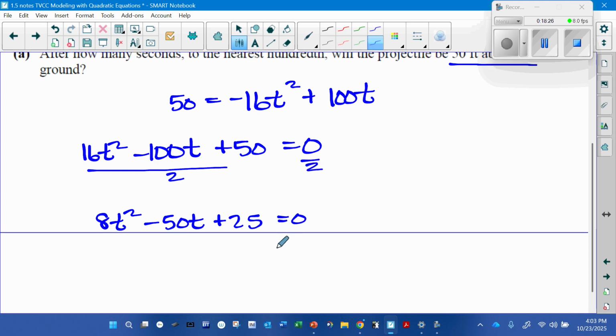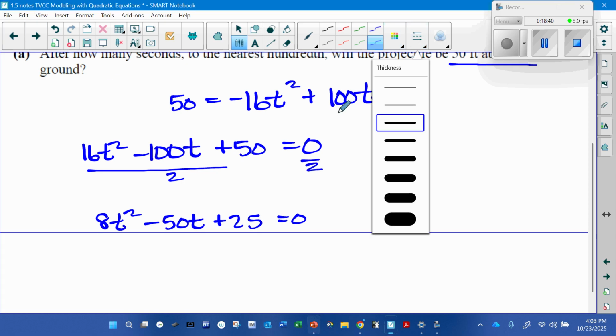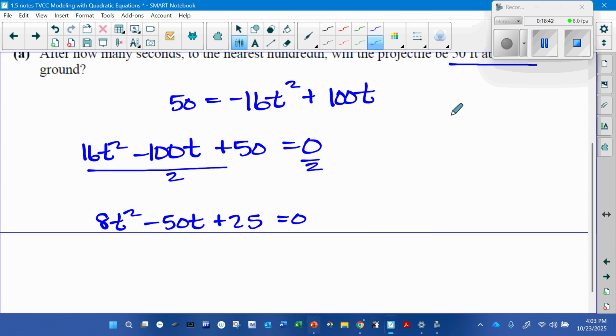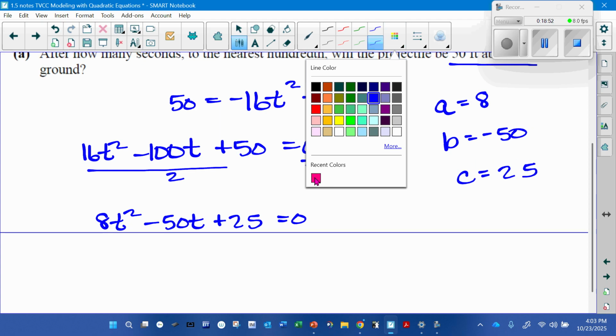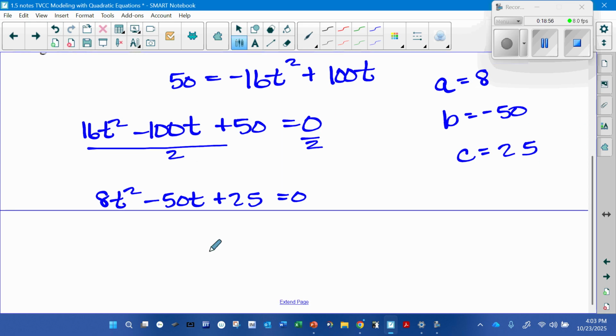All right, so now what we're going to do is plug this one into the quadratic formula, where we identified that stuff last time, the A's, the B's, and the C's. So here we know that A is 8, B is -50, and C is 25. So let's plug that in. So we are looking for t.